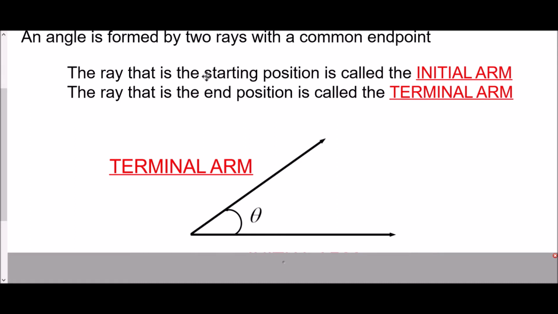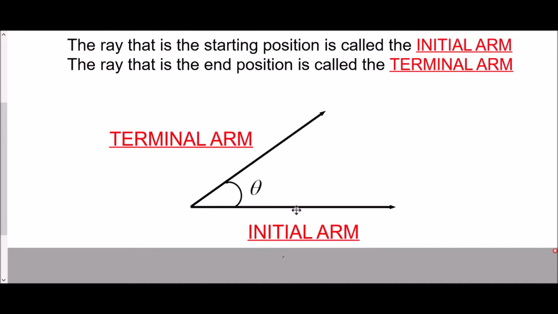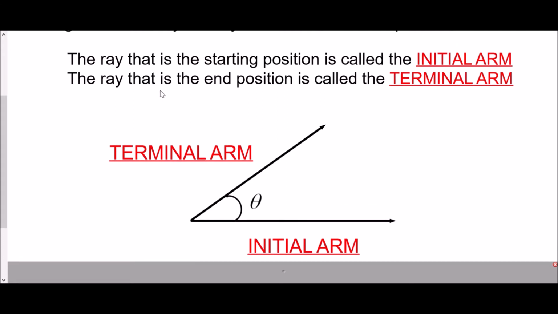And the ray that is the starting point is called the initial arm. So this is the initial arm. This is your starting spot. Starting point. Okay, the ray that is the end position is called the terminal arm. So it starts here and ends here. So you can think of it this way. It starts here, go all the way, and of course, it goes beyond. And the angle in between these two lines, or these two rays, by convention in math, we call that angle theta.